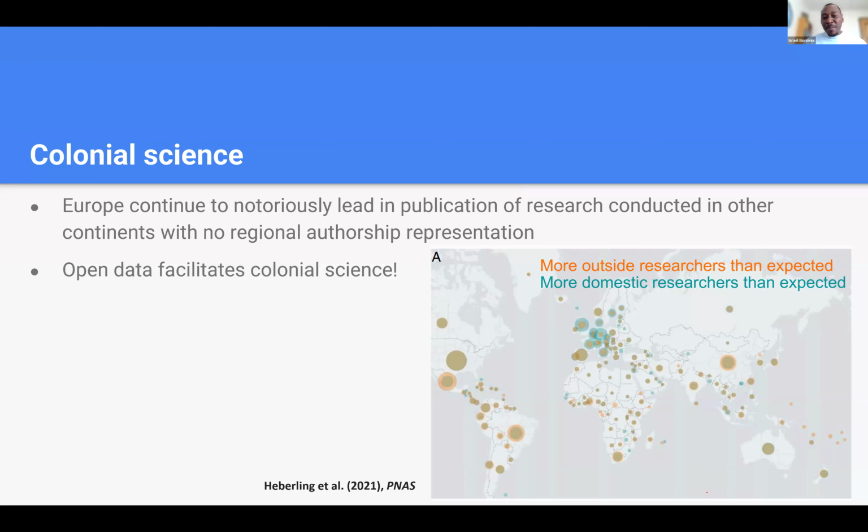And so we talk a lot about open science, open data, this and that, but there are some issues around colonial or parachute science that we need to be aware of, such that we're not just sitting in the comfort of our air-conditioned offices downloading data sets and doing research with them without doing proper acknowledgement and training for the people who generated the data to start with.